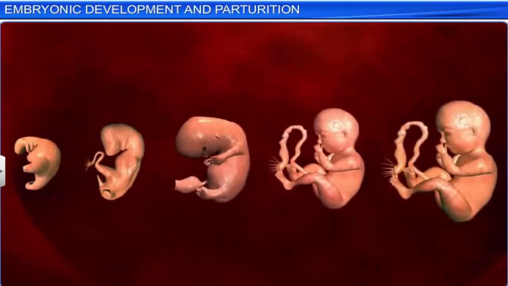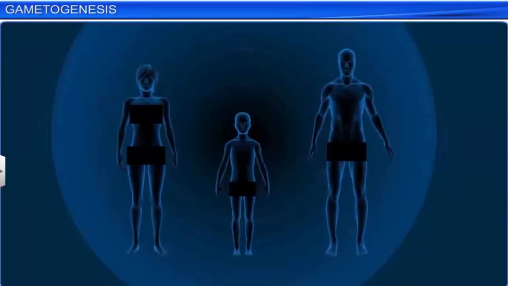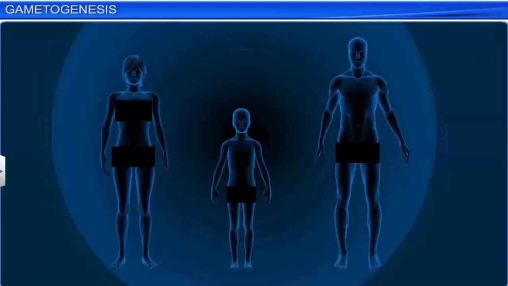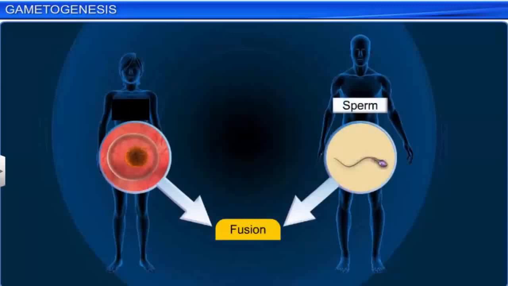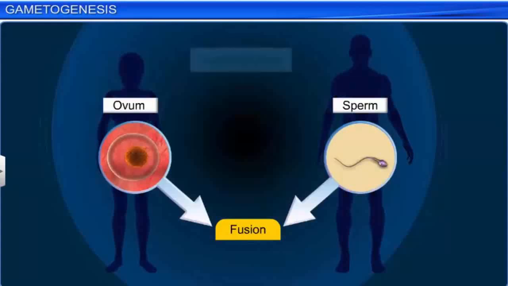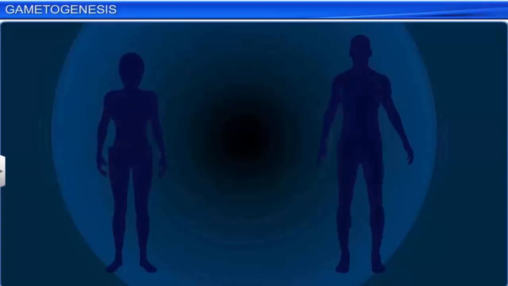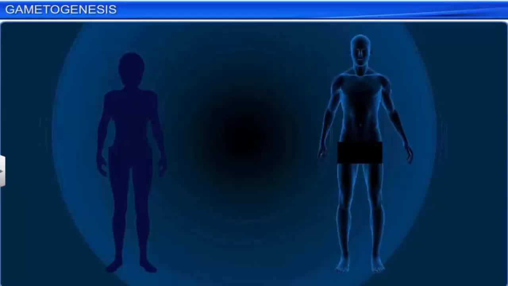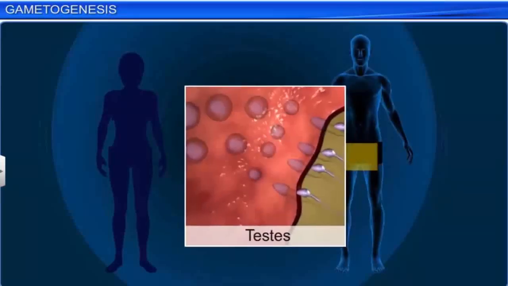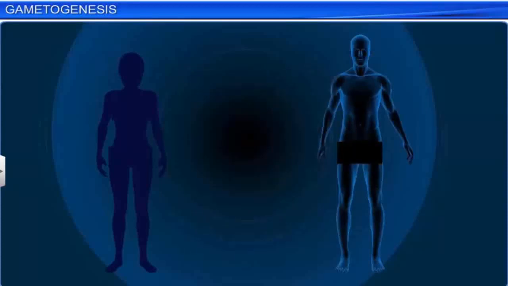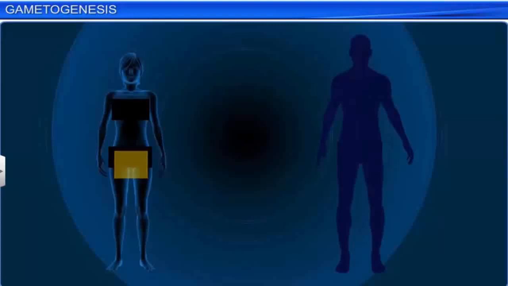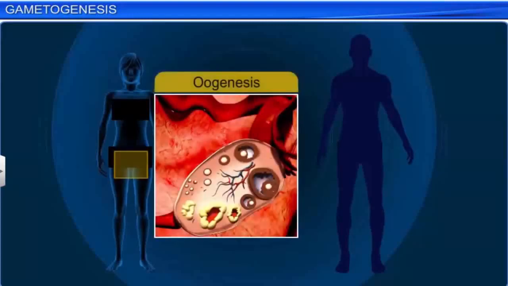fetus over 9 months. Reproduction, an important process in human beings, involves the fusion of the male and female gametes called sperm and ovum. These gametes are formed by a process called gametogenesis. In males, the process of gametogenesis occurs in the testes and is called spermatogenesis, whereas in females, gametogenesis is called oogenesis and occurs inside the ovary.